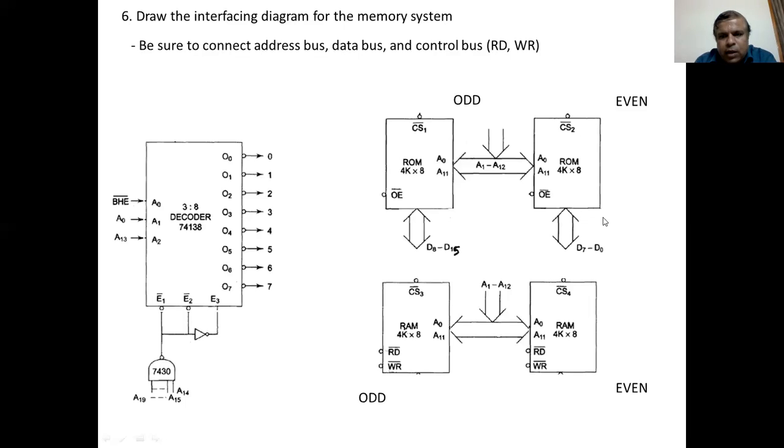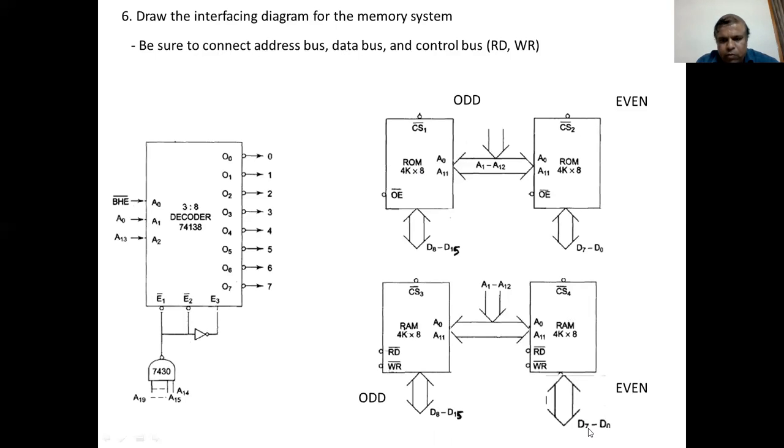So then connect the data bus also to the memory devices. For a byte transfer, D0 to D7 is connected to RAM. For a byte transfer on the even bank, D0 to D7 is connected to RAM, and for a byte transfer on the odd bank, D8 to D15 is connected to the data pins of the RAM memory.